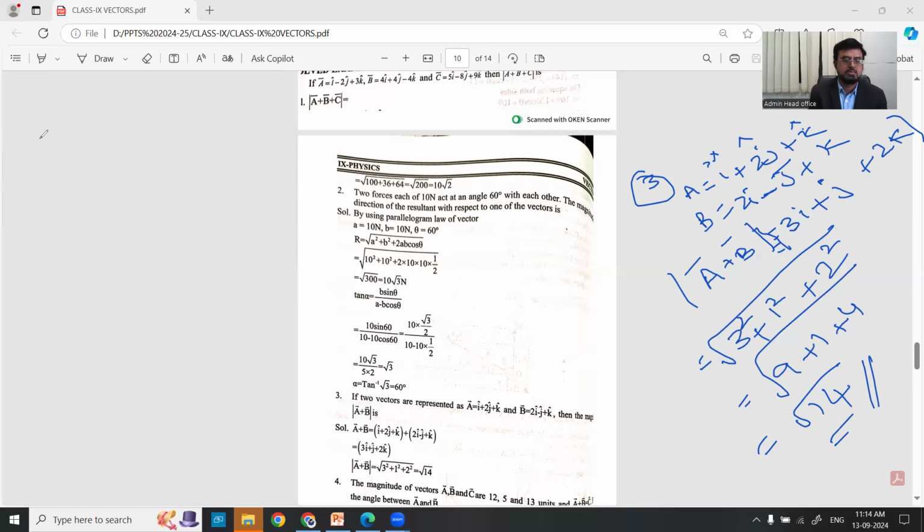Correct? So write down first so that you can move to problem number 4.